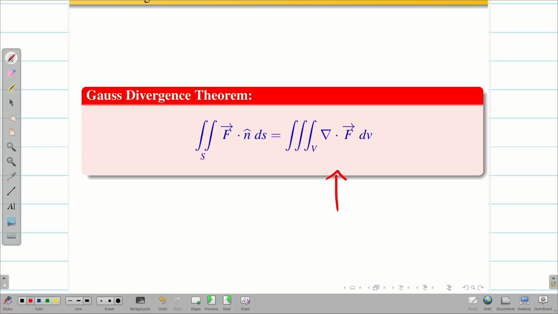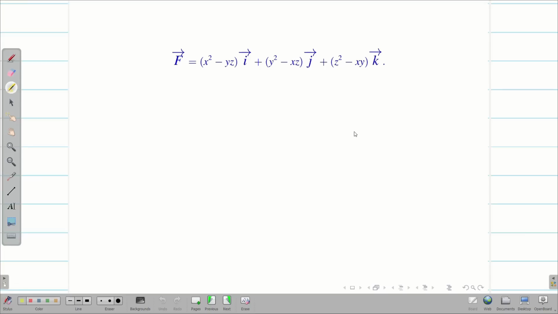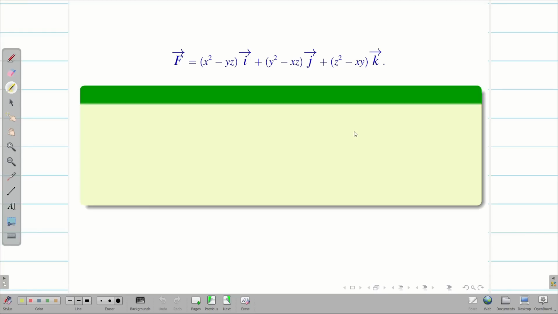Next, we are going to take RHS first, and then we come for LHS. So to take RHS, we need del dot f. Let us calculate del dot f. So take the f vector. Del dot f is going to be my divergence.